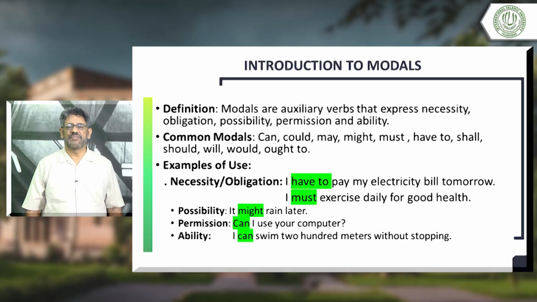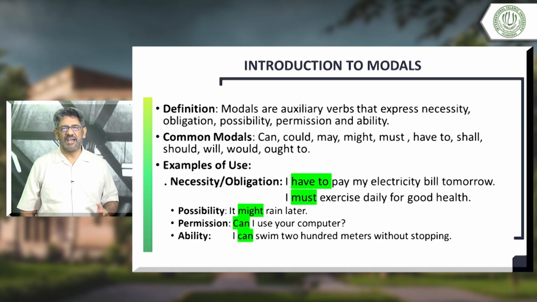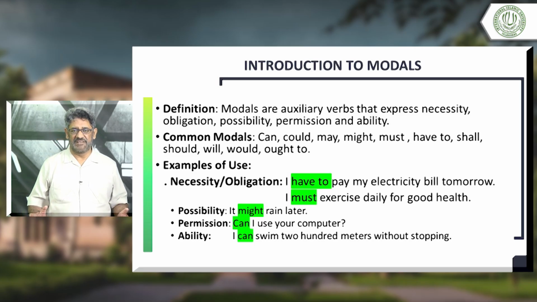Then we have permission. Can I use your computer? I'm asking for permission, and we use it normally. Do you think it is difficult? It is not. Ability. I can swim 2 kilometers without stopping. I'm talking about my present ability, my skill, my strength. I can swim 2 kilometers without stopping.